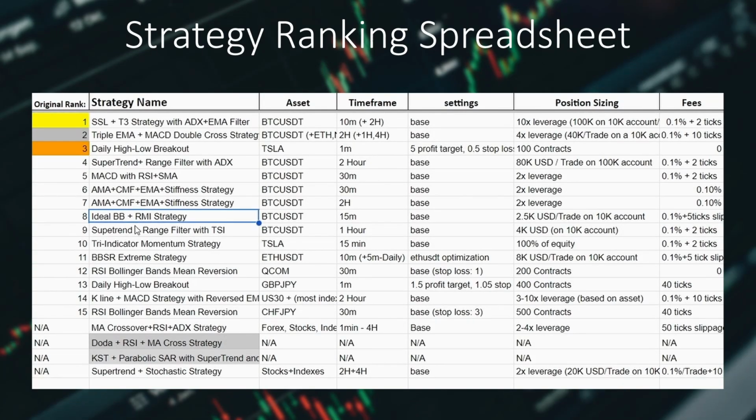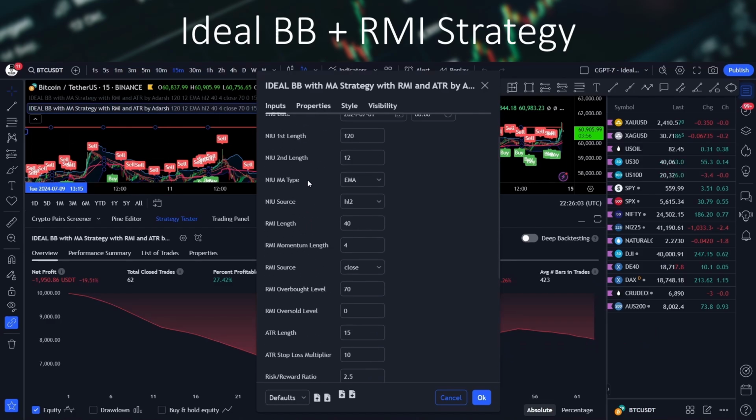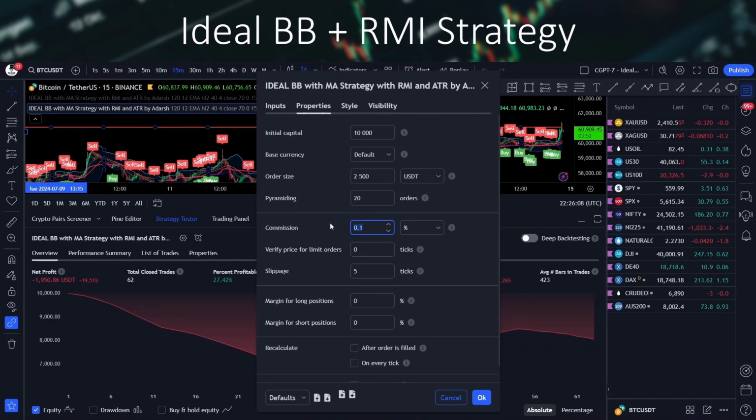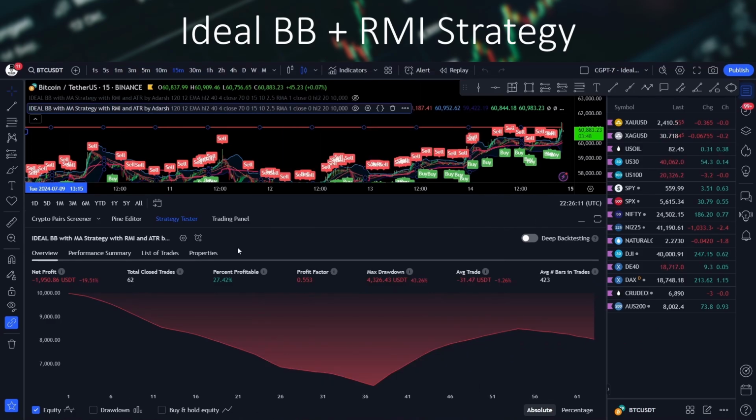Let's see the next one, the ideal BB plus RMI strategy for BTC USDT 15 minute with 0.1% fee and 5 tick slippage. Here's the script and the properties tab with the commission rates. And after the first 4 months, it's 20% in the negative, it has a 20% loss and 43% maximum drawdown. So it's again a big no from me.